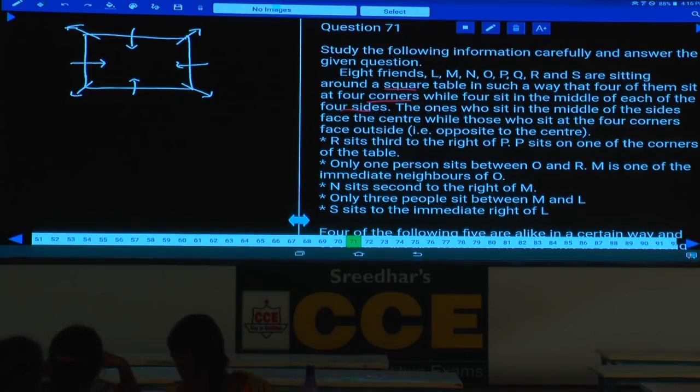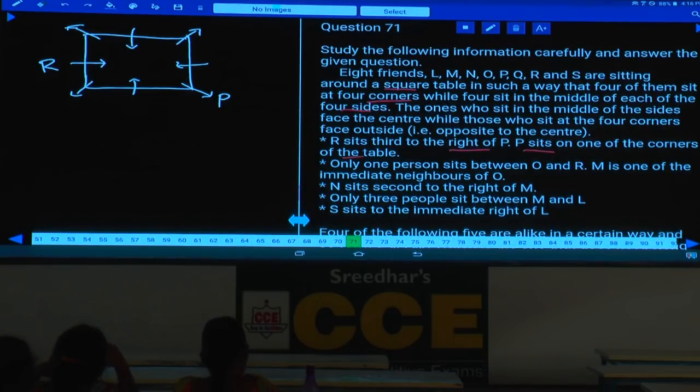R sits to the right of P. P sits at one of the corners of the table. As P sits at one of the corners of the table, P will be here. R sits to the right of P, so R will be here. You can fix P at any one of these 4 corners.